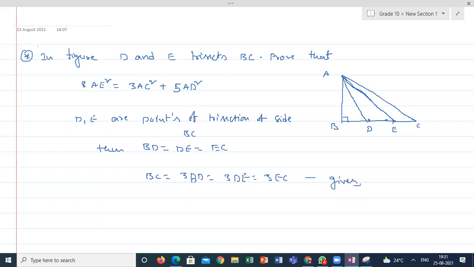So how can I prove 8 AE square? Because here I can see a total of 3 right angle triangles. Will you agree with me? I can see 3 right angle triangles.